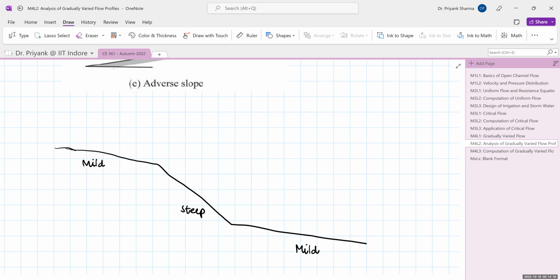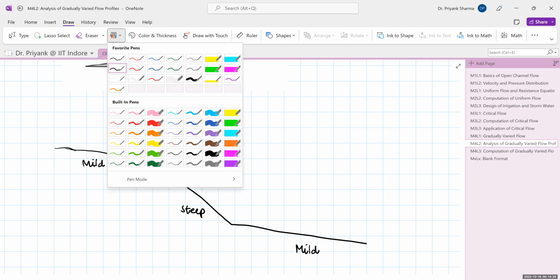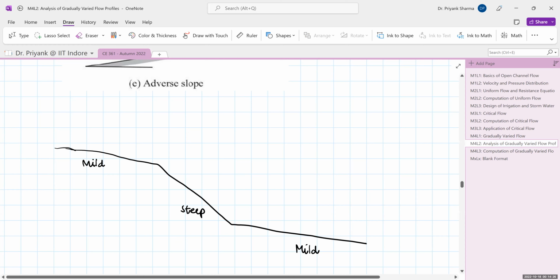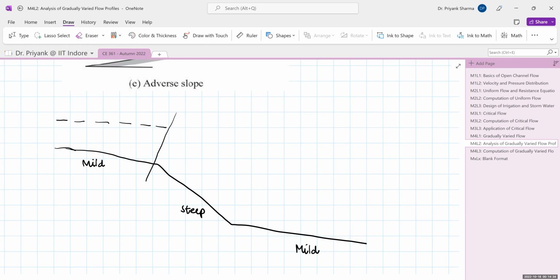So let us sketch. So first what I practice is, I'll sketch the CDL, because CDL remains constant, it does not change with the channel slope. So this is my CDL. This will be the control section here, and this is your CDL, another control section. So I'm sketching it very roughly.